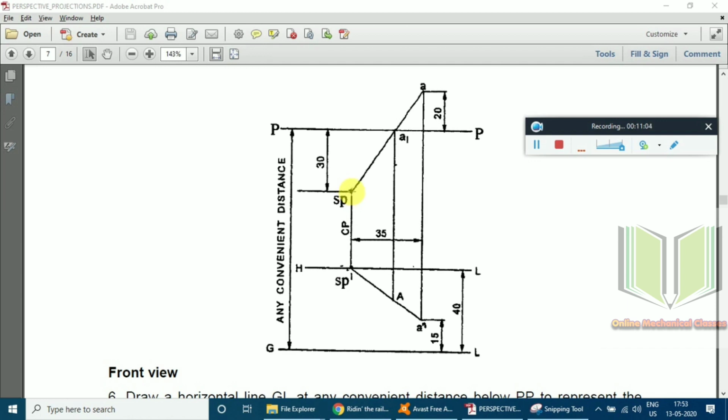Now join A and SP, and join A dash and SP dash, and mark these two points as A1 and A. Are you clear? This is a very basic problem. In the next video we will see a bit more complex problem which solves the perspective projection problem in 3D view. Thank you.